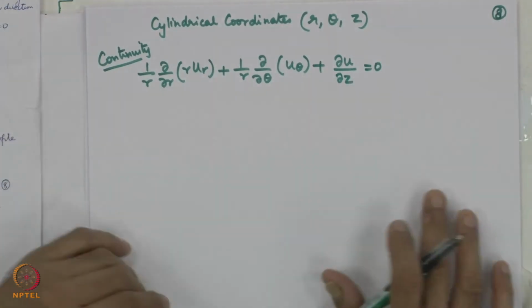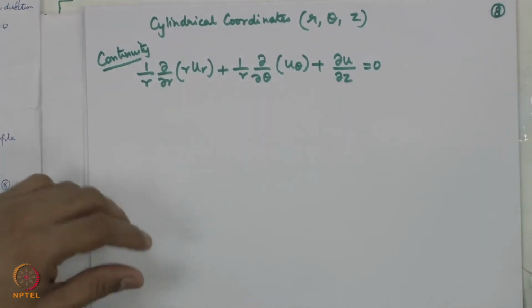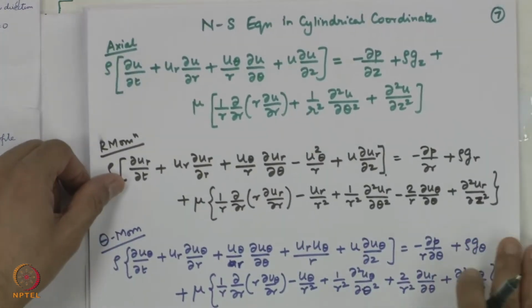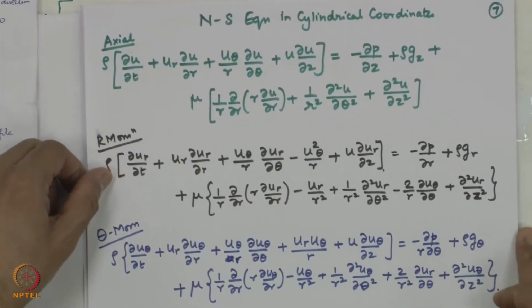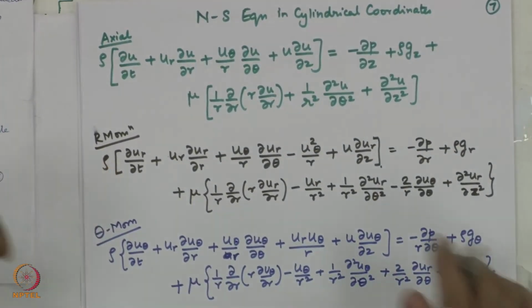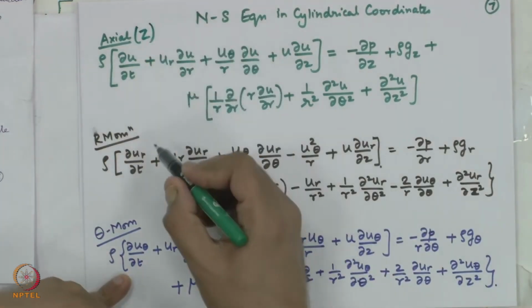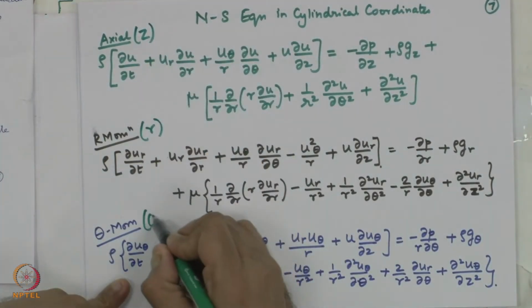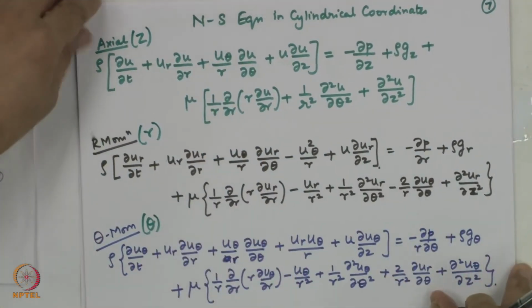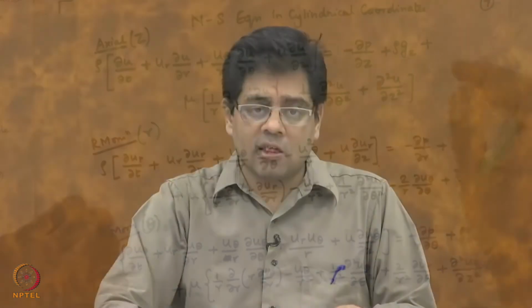This is my continuity equation, and the three momentum equations, the Navier-Stokes equations in cylindrical coordinates, axial, r and theta, are already given here so that I do not have to spend time writing them. These can be obtained from any standard fluid mechanics textbook. I have merely copied these to save some time. We are going to simplify this.